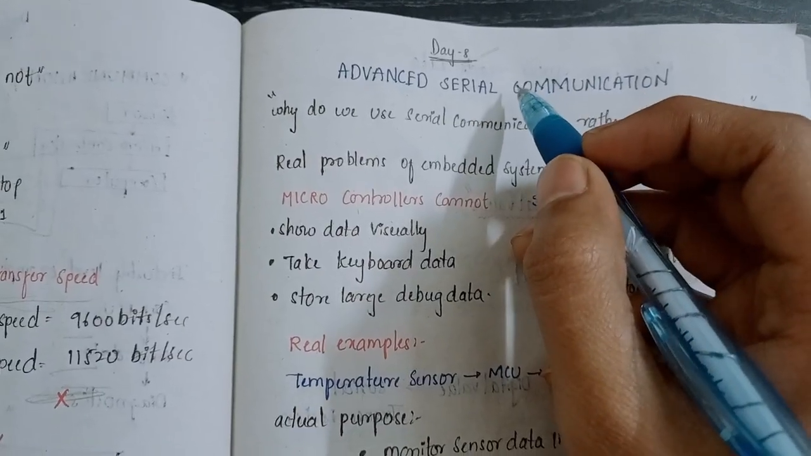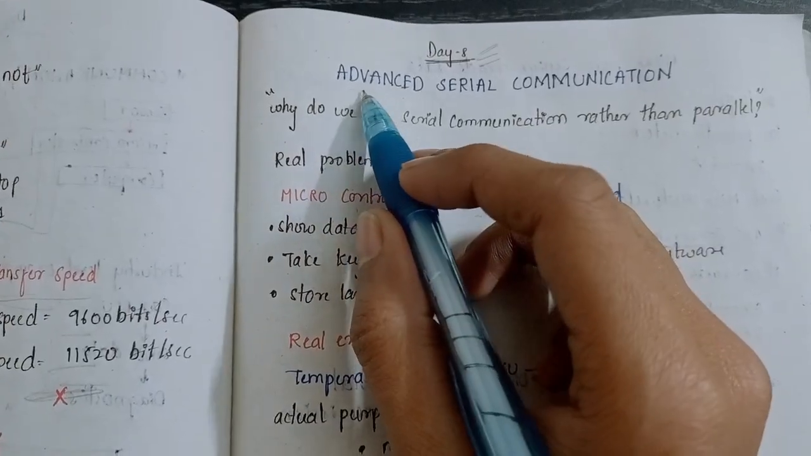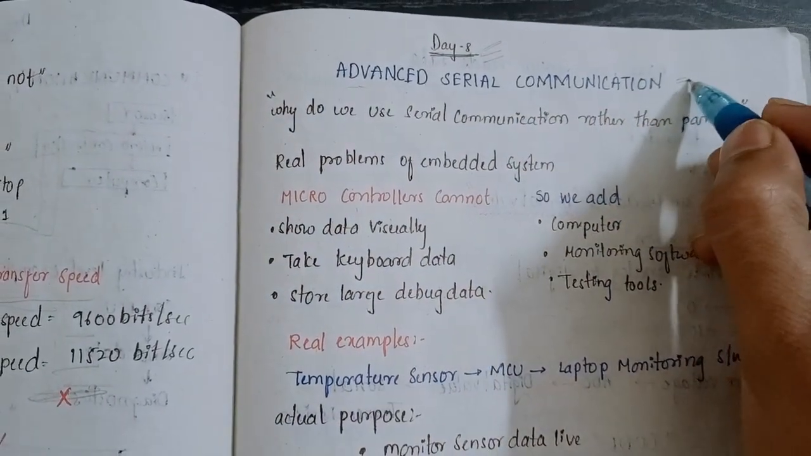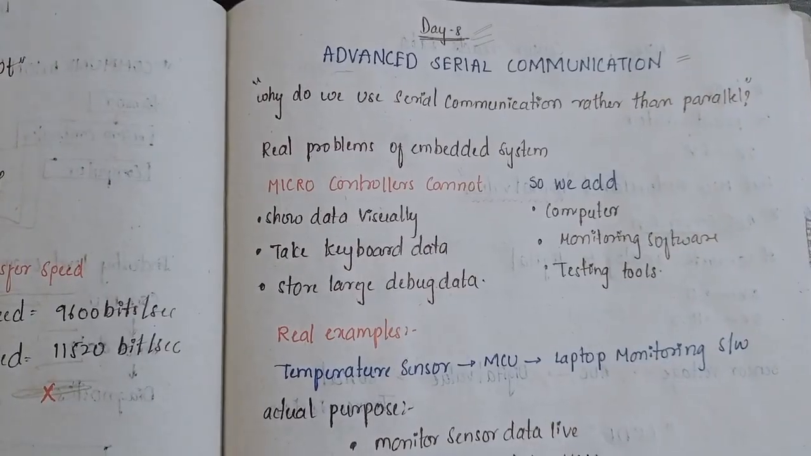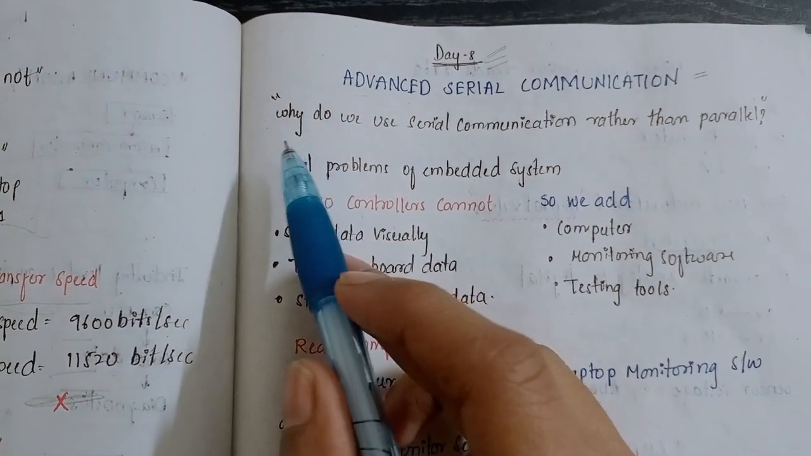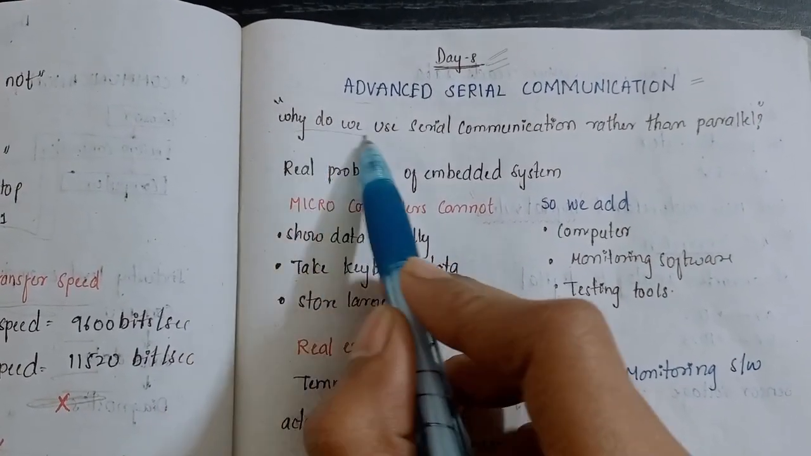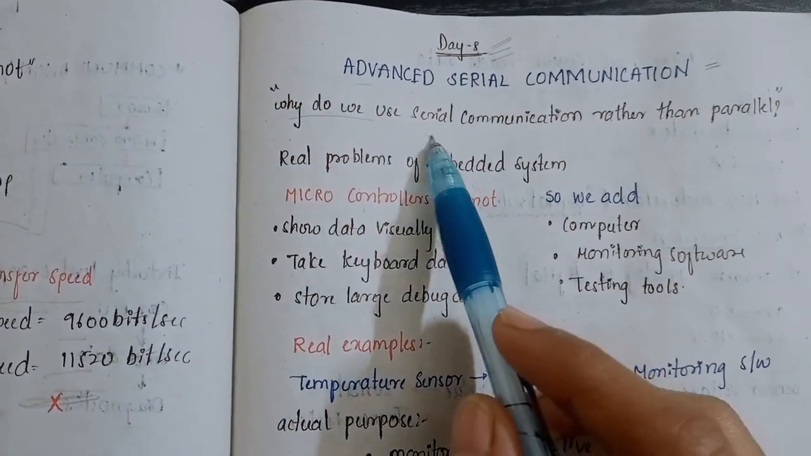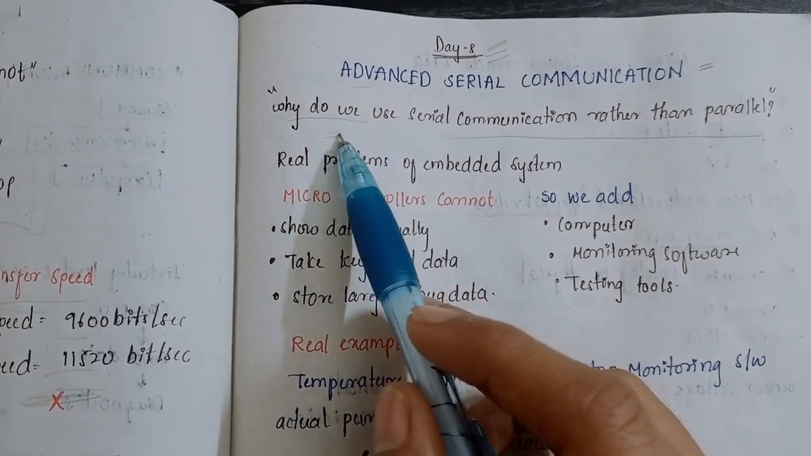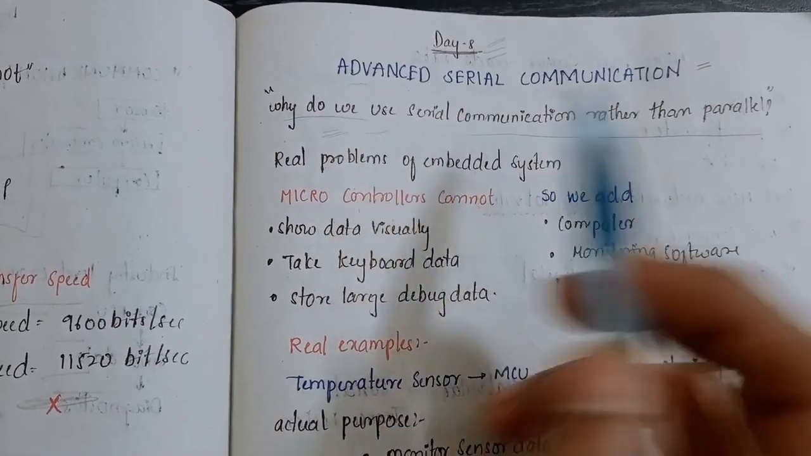Here we reach day 8 and the topic we are going to learn is advanced serial communication, which plays a major role in embedded systems. It is one of the very important topics for embedded systems. So today our class starts with a question. Why do we use serial communication rather than parallel? We are going to find out the answer by the end of the video.